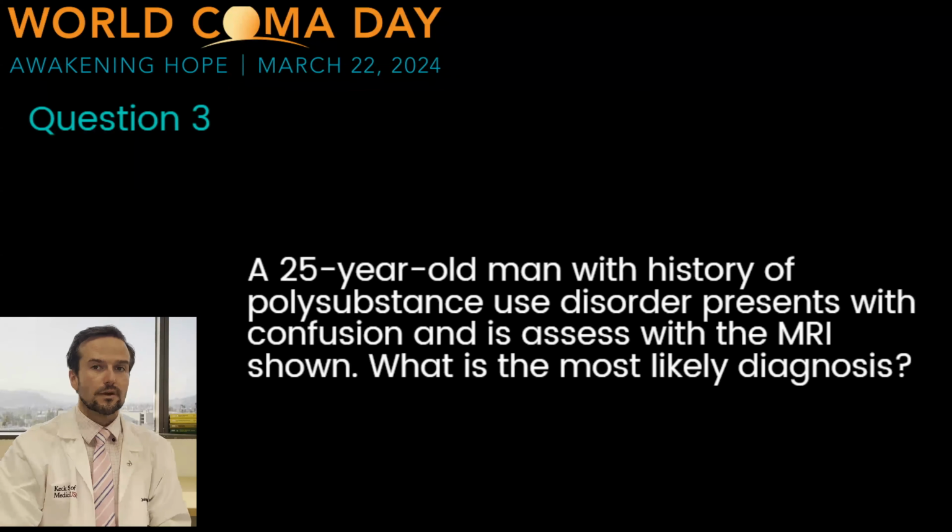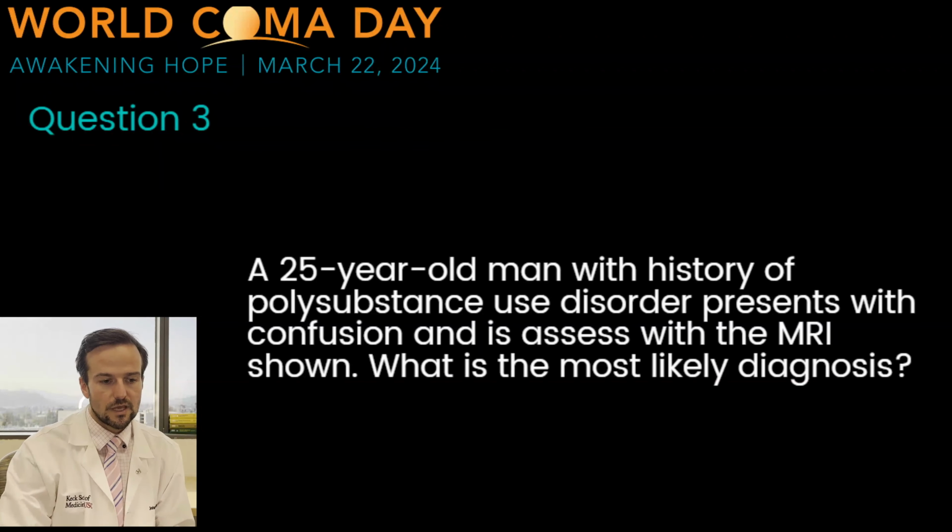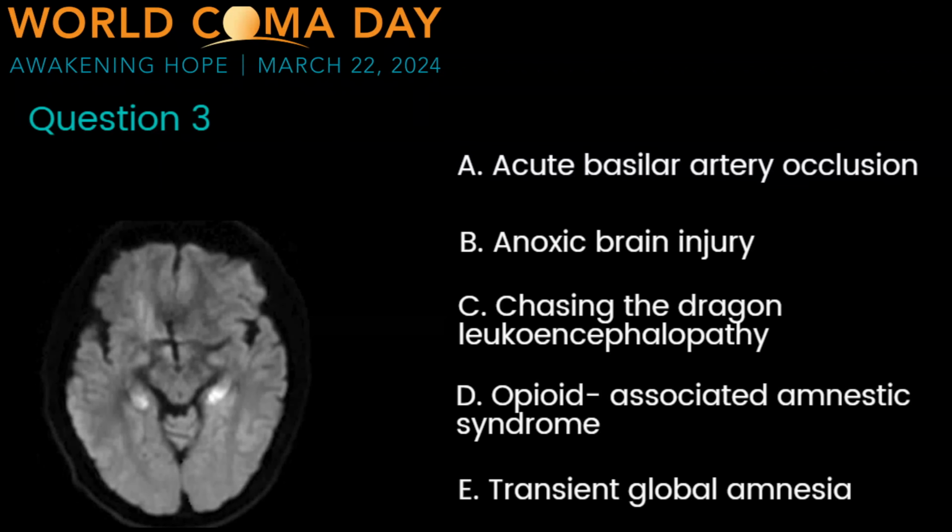Question number 3. A 25-year-old man with a history of polysubstance use disorder presents with confusion and is assessed with the MRI shown. What is the most likely diagnosis? So looking at the MRI, it's a DWI sequence, and you can see that there's abnormality in the bilateral hippocampal tails. This is almost diagnostic of transient global amnesia, but in the question stem, note that they say confusion, and that's really not specific. So transient global amnesia, I wouldn't even categorize as confusion.